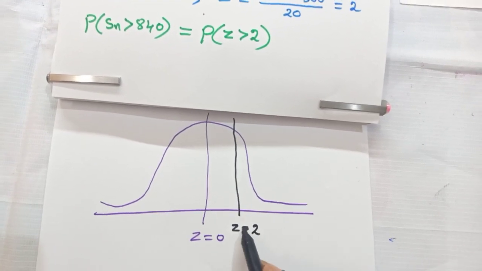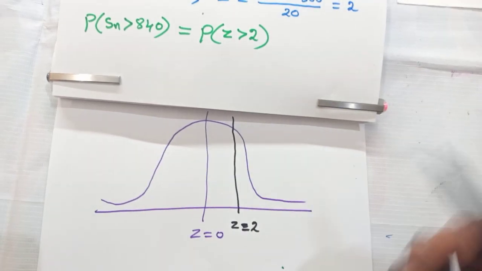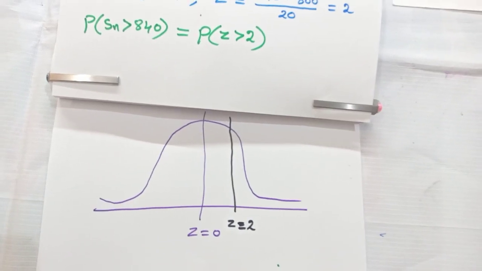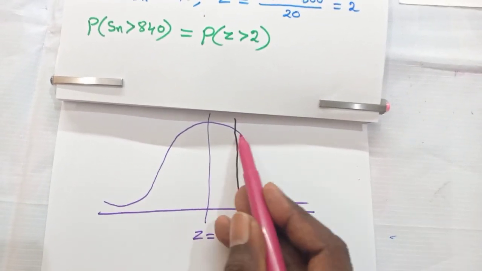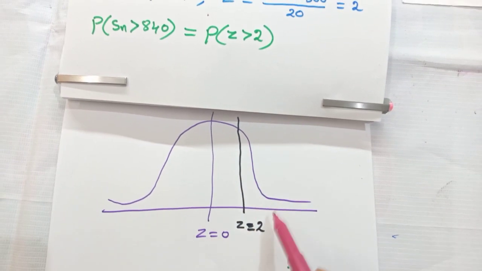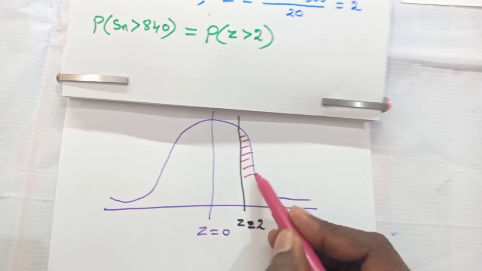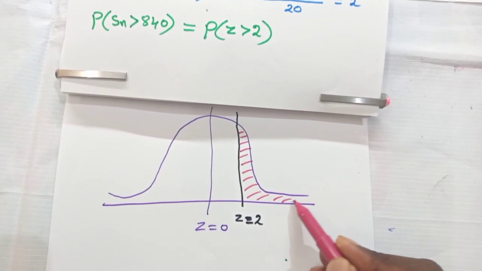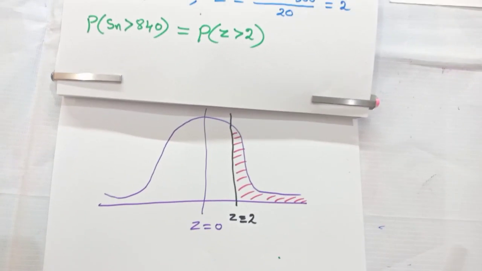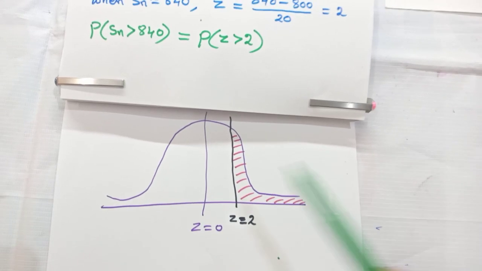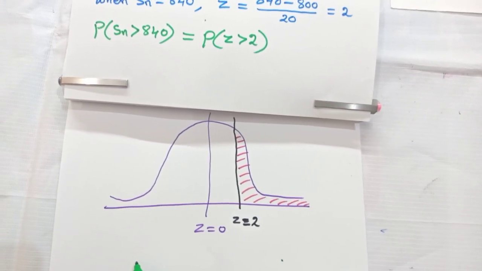But I want to calculate Z greater than 2. So where is the region Z greater than 2? Z greater than 2 is fully here. So these are all greater than 2. So I want to find out the shaded region. What is the shaded region?